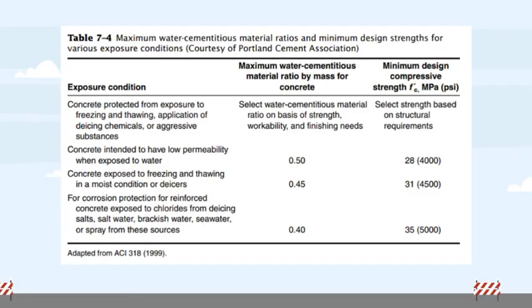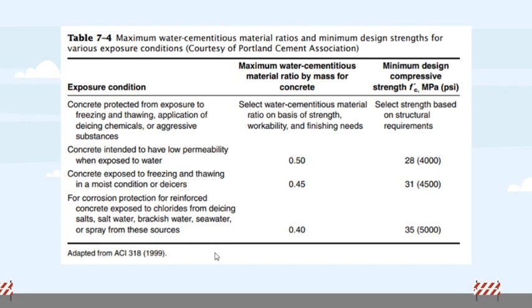So next would be Table 7-4, Maximum Water Cementitious Material Ratios and Minimum Design Strengths for various exposure conditions, adapted from ACI Section 318, ACI for American Concrete Institute. The first exposure condition is concrete intended to have low permeability when exposed to water. Its water to cement ratio is 50% or 0.50 and the minimum design compressive strength is 28 megapascal or 4000 psi. The second one is concrete exposed to freezing and thawing.